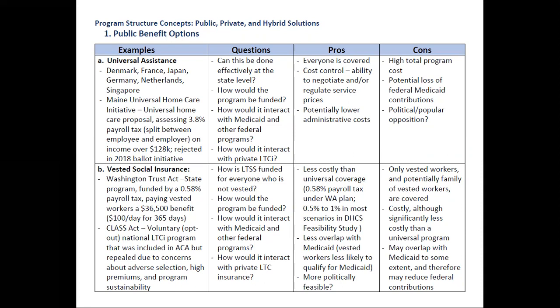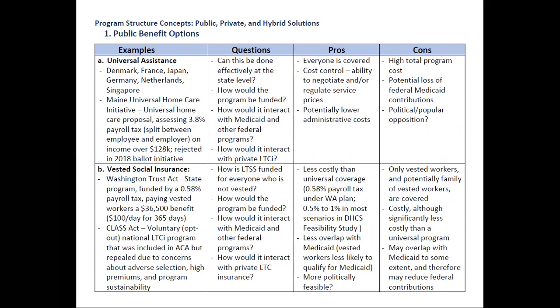First, under public benefit options, we have universal assistance. Universal assistance would provide a benefit for everyone who is in need of long-term care. This type of universal program exists in Denmark, France, Japan, Germany, the Netherlands, and Singapore. So internationally, it's somewhat of a standard among advanced economies. In the United States, it would be a new thing and very much so on the state level.